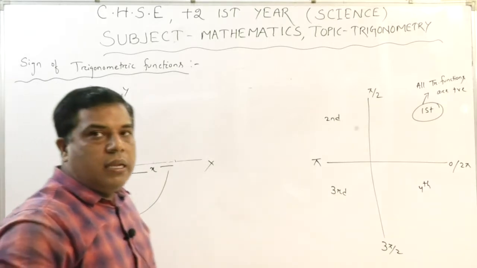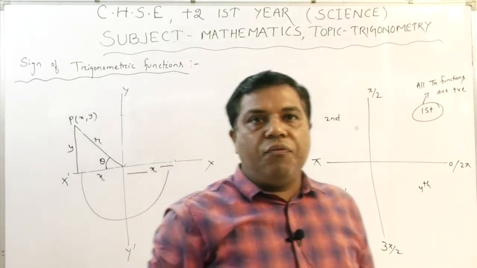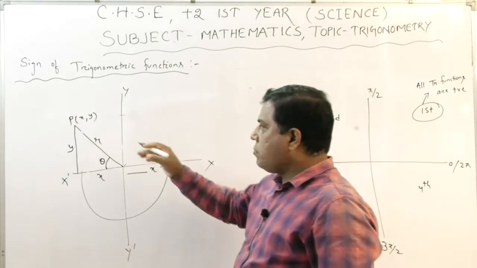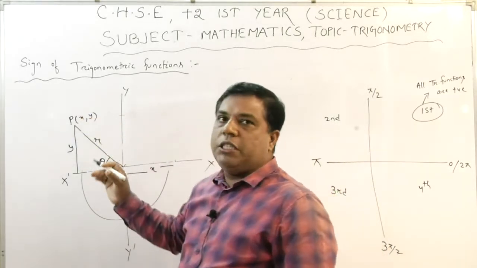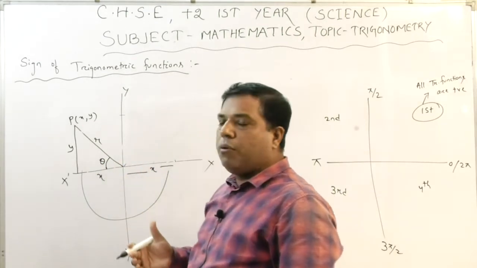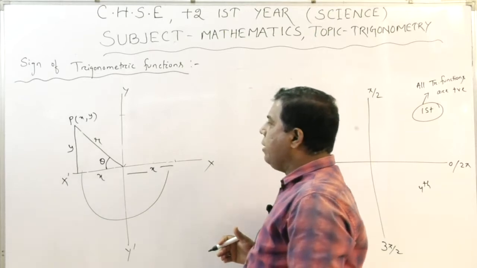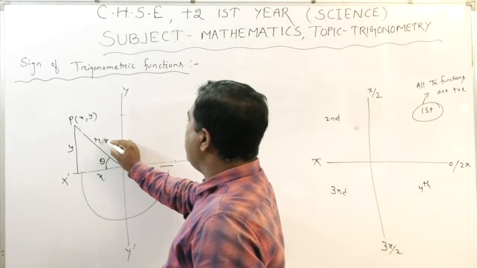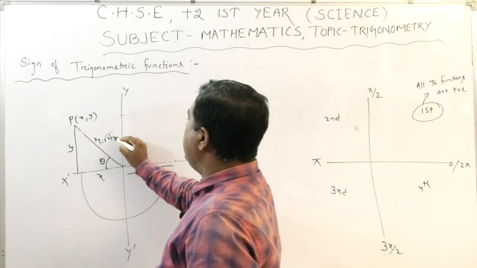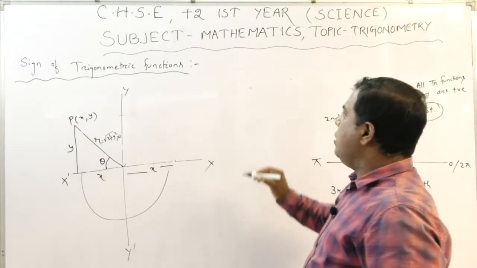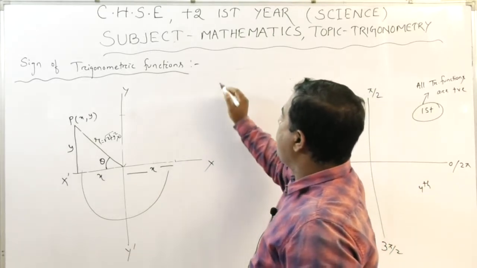Dear students, you can see that if the angle lies in the second quadrant, y is positive but x is negative. And r is always taken as positive. r equal to root under x square plus y square is always taken as a positive value.